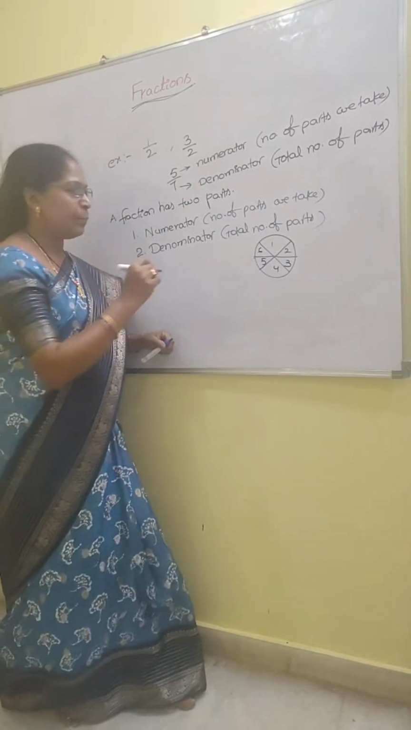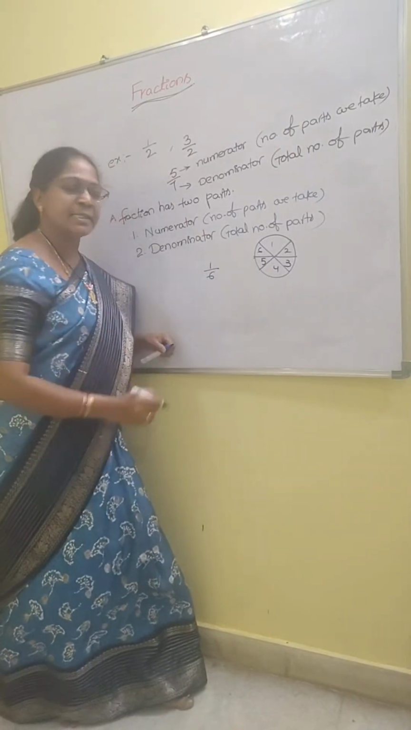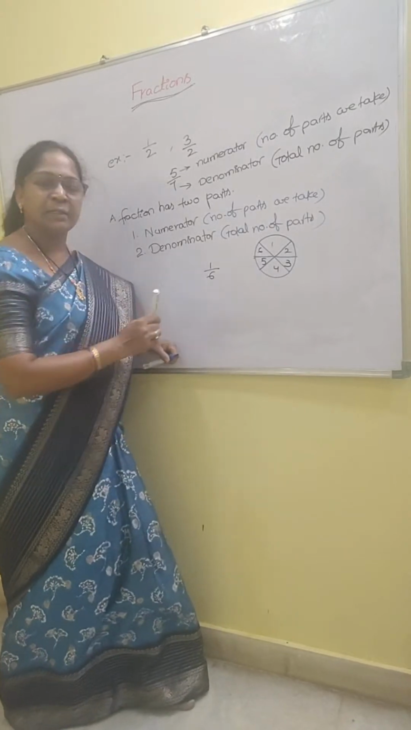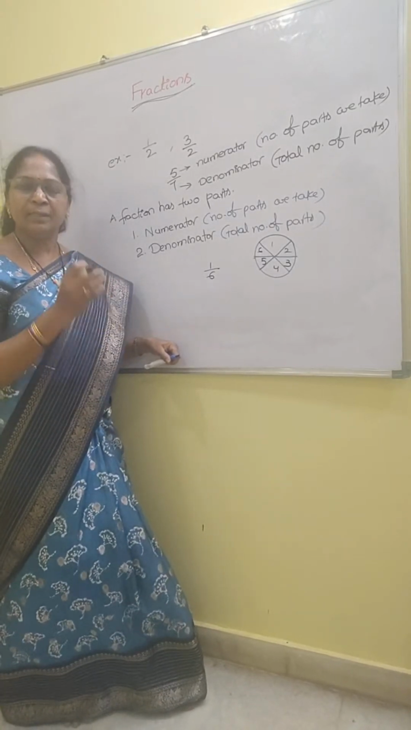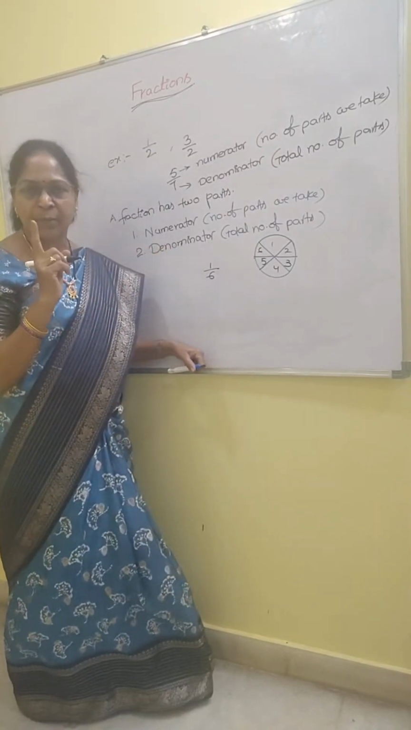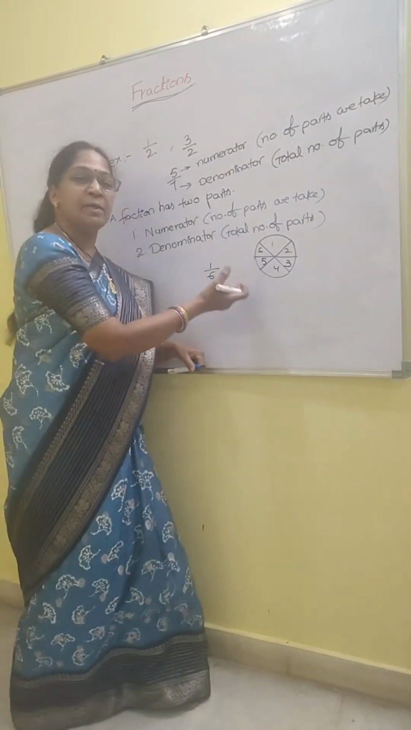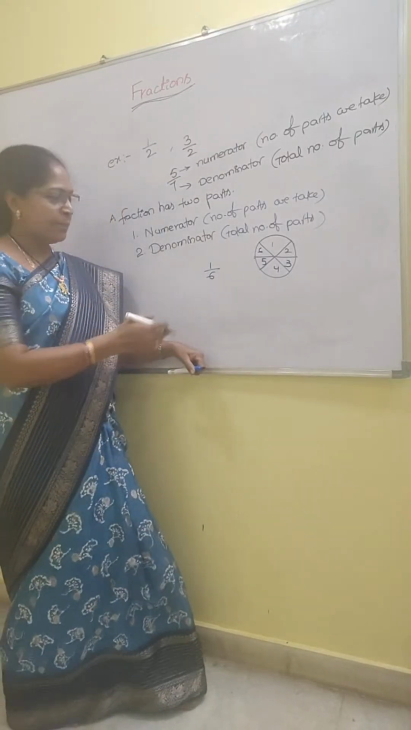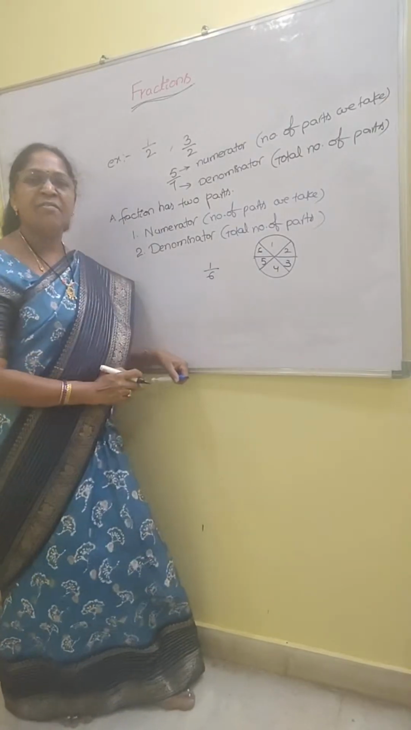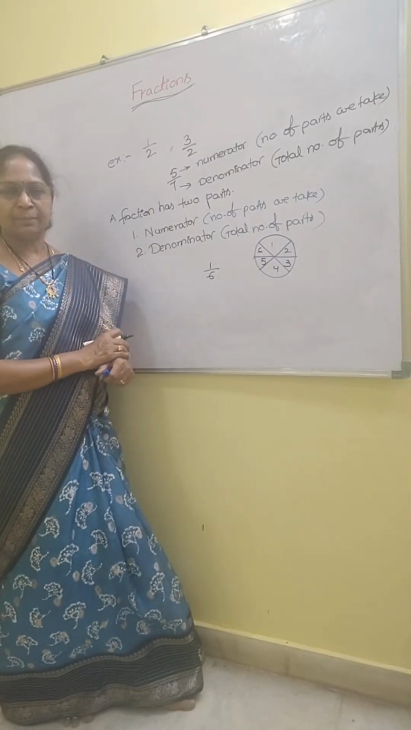Suppose you take one piece, then how much part do you have? That means 1 by 6. 6 represents the total number of parts, and 1 is the numerator, which represents how many parts we take. One part we take, so we represent it as 1 by 6. How much of the total you have taken, 1 part, that is 1 by 6. Out of 6 parts, 1 part is the value.